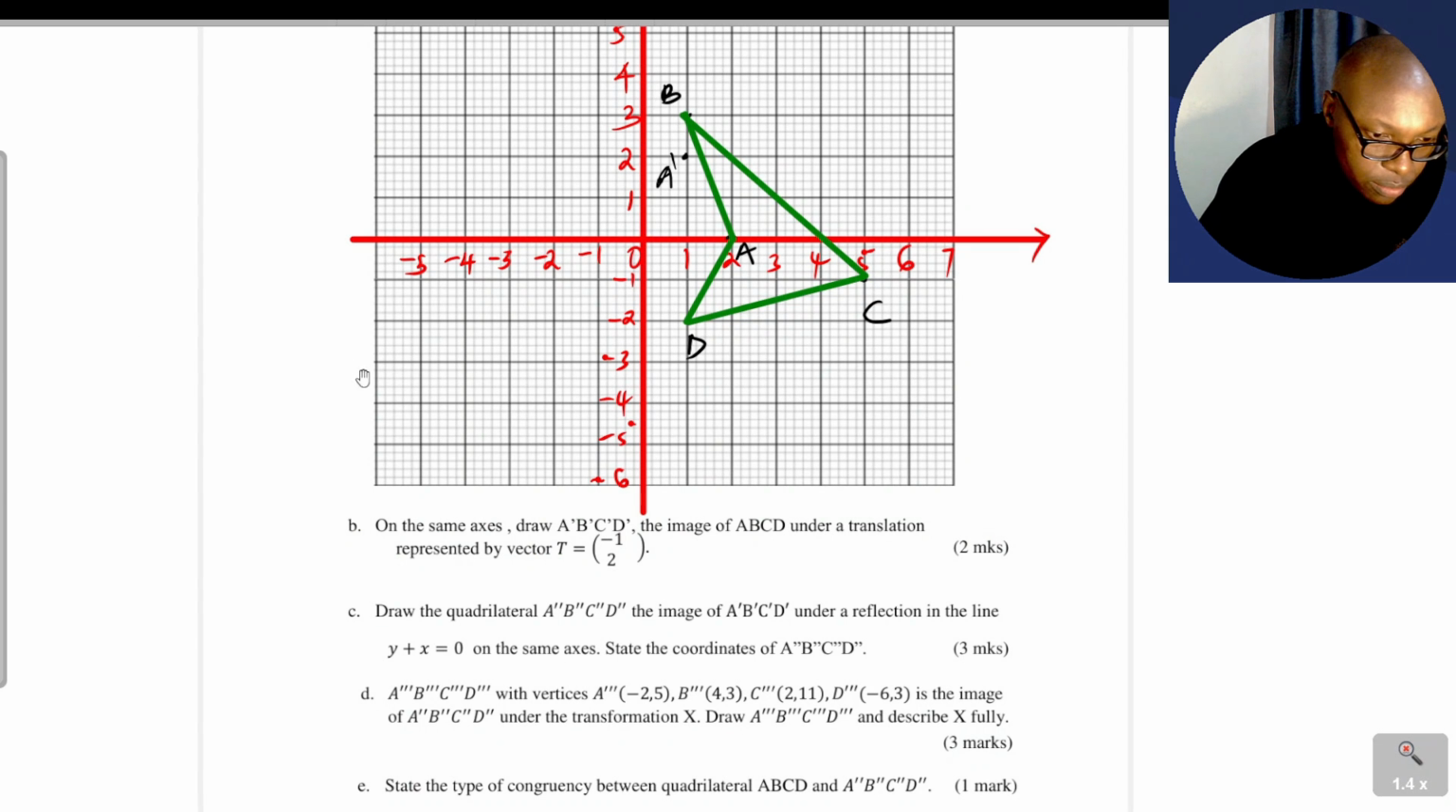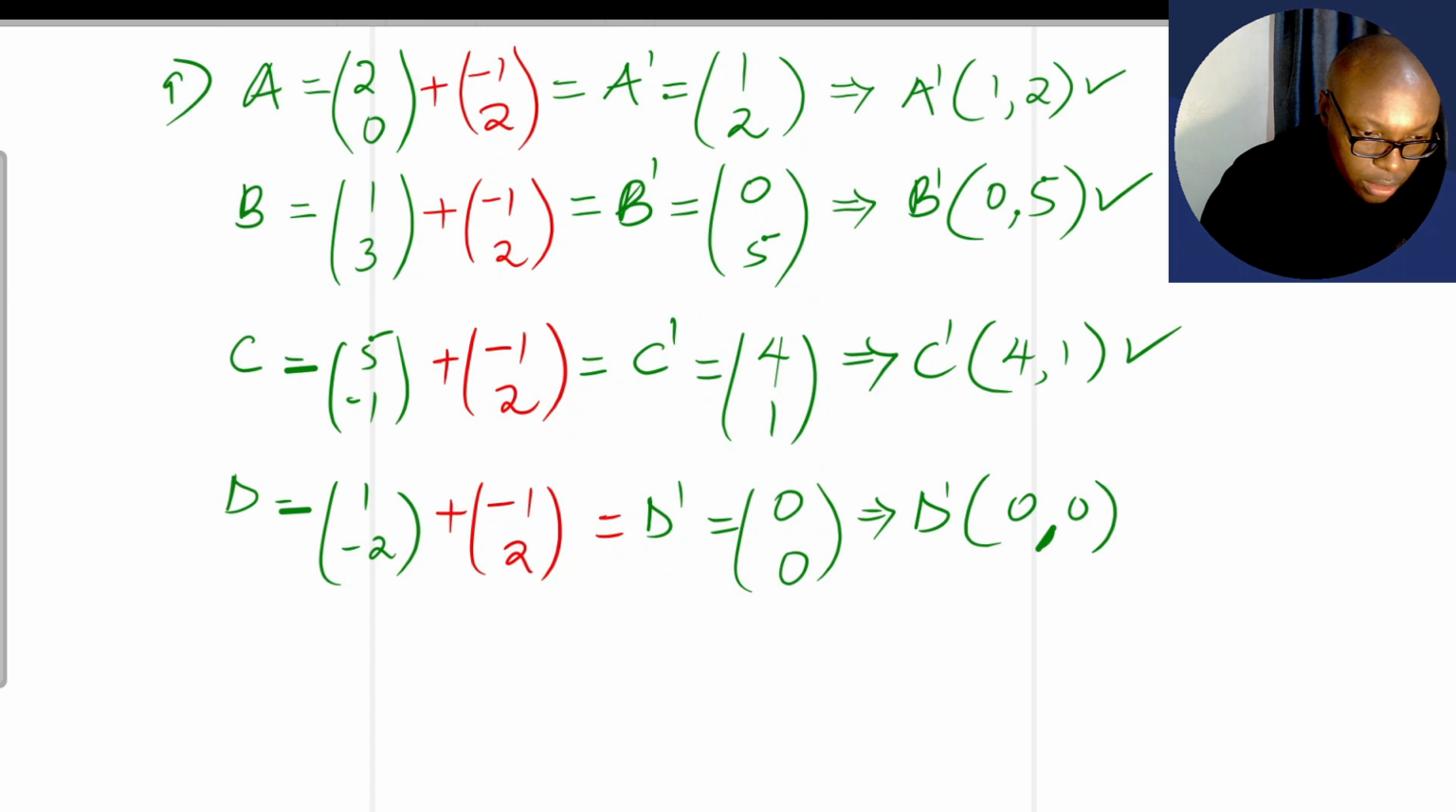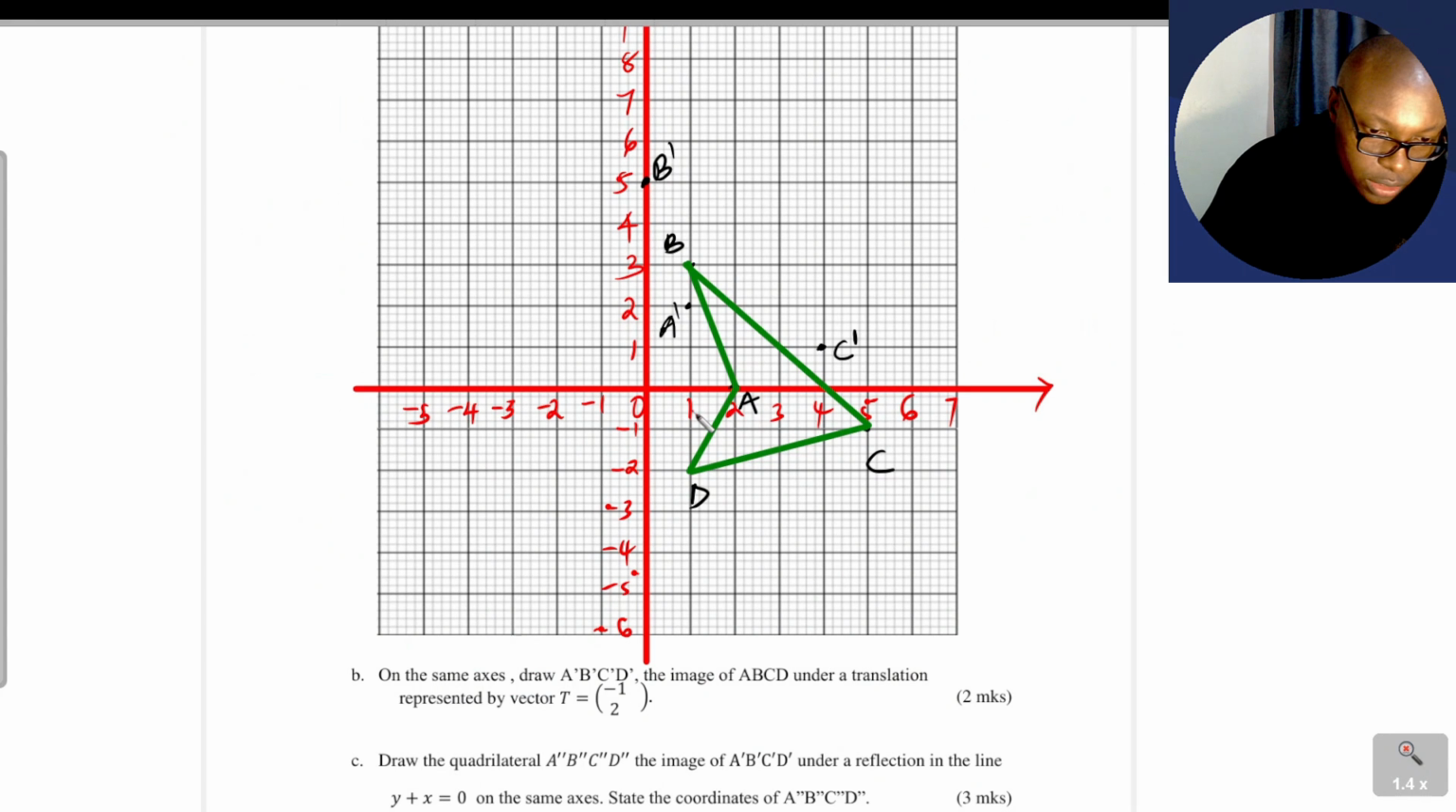Let me bring this one down. 0, 5 will be there. So that will be B1. And then C1 is 4, 1, 4, 1 will be there. That is C1. And then D1 is 0, 0. 0, 0 is the origin. So that is where we shall have D1.